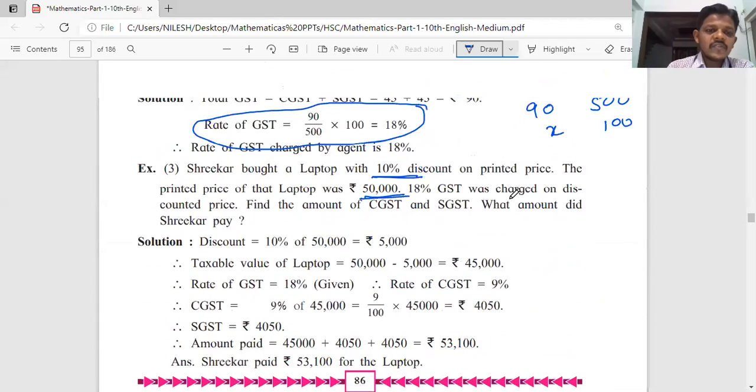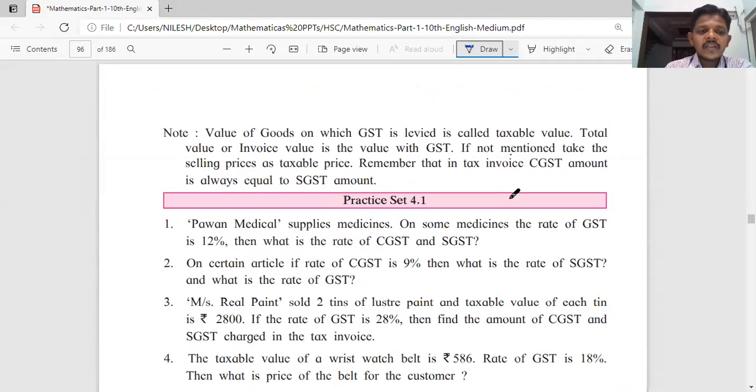Let us continue. So, those examples we solved yesterday, here we reached yesterday. That is the last question we solved about the laptop. Then what they are saying, value of goods on which GST is levied. Levied means, as I said the other day, charged, is called the taxable value. So something is called the taxable value on which the GST is charged, correct? And then the total value or invoice value is the value plus the GST. If not mentioned, take the selling price as taxable value. And remember that in a tax invoice, CGST amount is always equal to SGST. I said always two equal amounts.